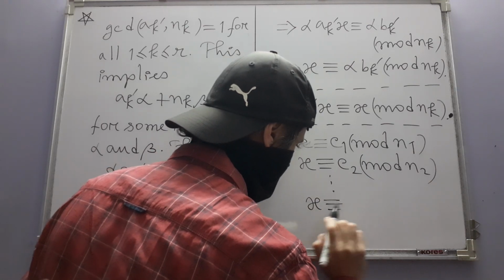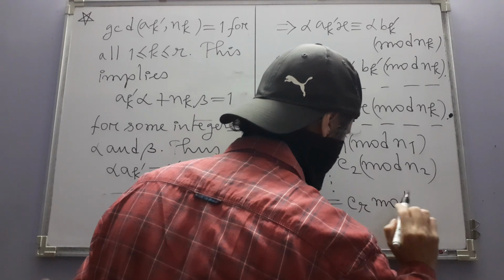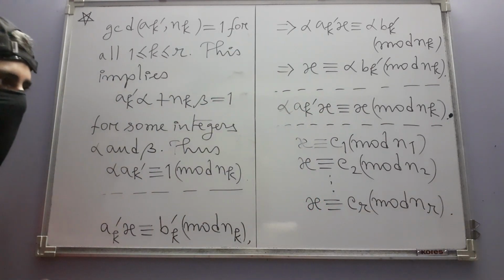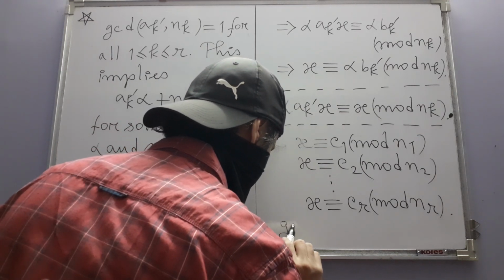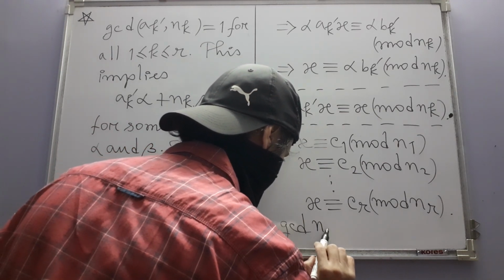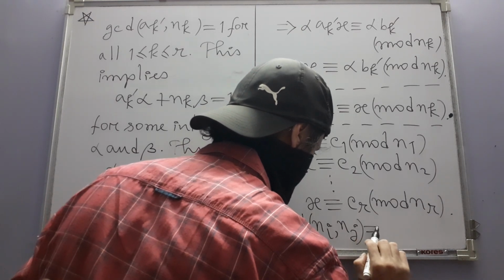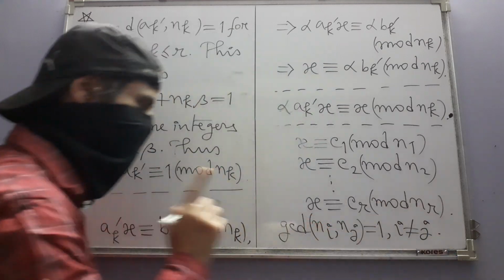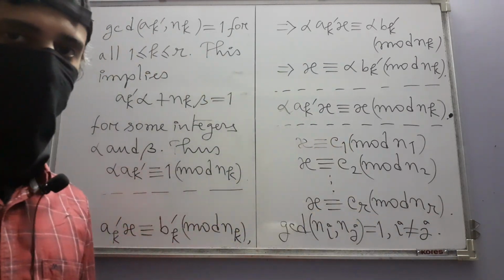X is congruent to C_r mod N_r, where that condition also remains, that the moduli are pairwise relatively prime, or pairwise coprime. That means it's enough to consider only this type of system.